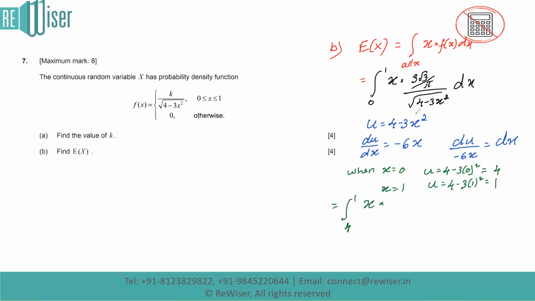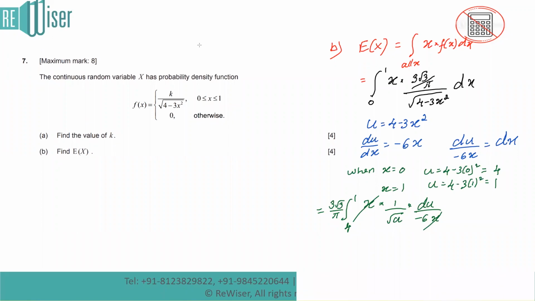And this x, I'm going to keep it as it is. And here I can take this 3 root 3 by pi outside. I'm going to do that at this step, 3 into root 3 over pi. Then I will be left with 1 divided by the square root of 4 minus 3x squared, which we are taking as u, into dx, which we are going to replace with du over negative 6x. And here x and x can get cancelled out. So you can check whether your substitution is correct or not. If your substitution is correct, you should be getting some expression completely in terms of u. And I can also take this negative 6 outside of this integral.